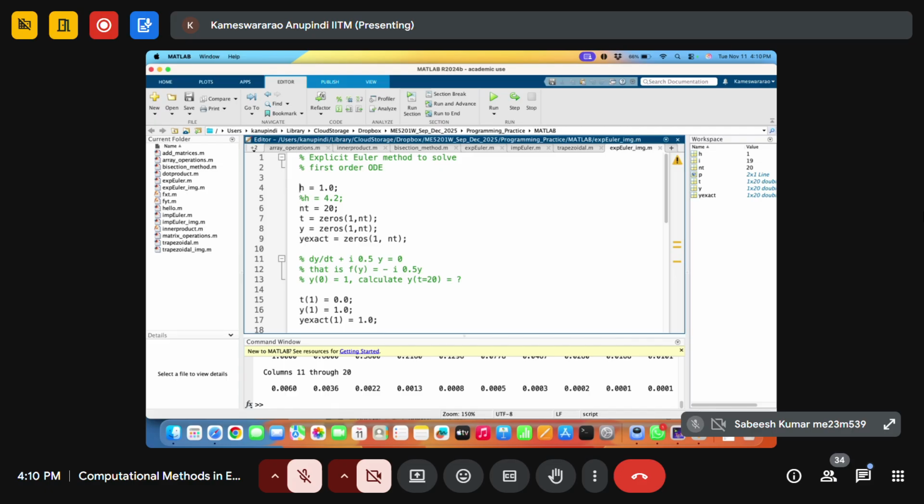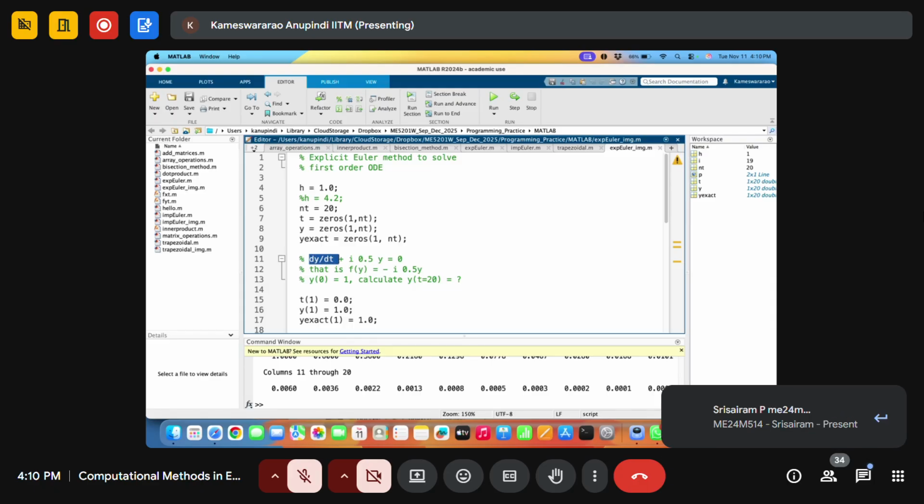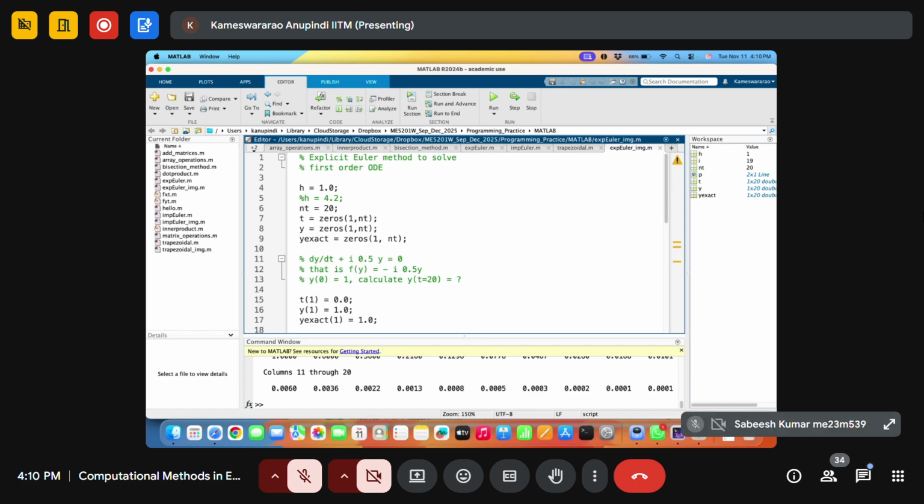So again, I have h equals 1, number of time steps equals 20. But here I have changed the problem. The problem is now dy/dt, instead of plus 0.5y, I have i times 0.5y equal to 0, where i is the square root of minus 1, that is the complex number. That means your right hand side function f of y equals minus i times 0.5y. Okay, so that is the right hand side.